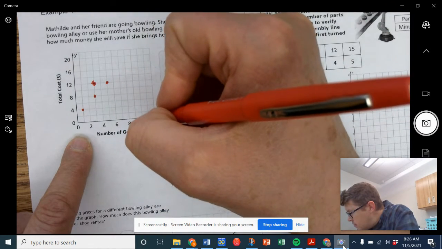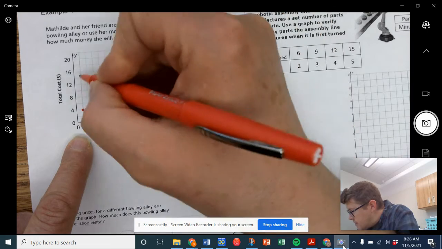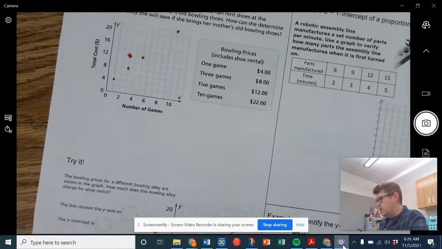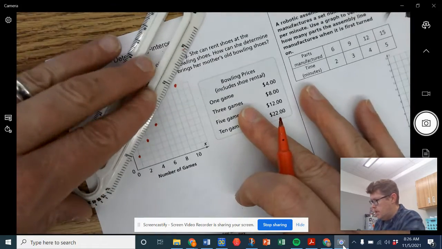So we go over to 10. Can we get up to 22? I think we can. Yeah, because it goes by 2s on this. So that's our line right there. So I'm going to just connect the dots here.